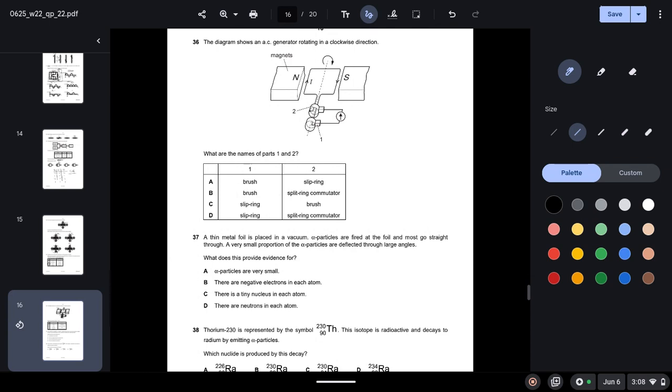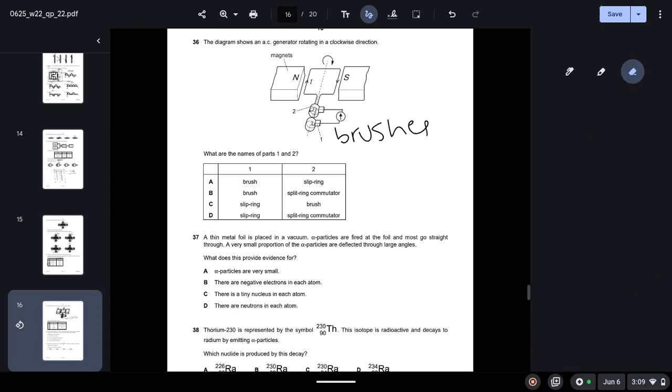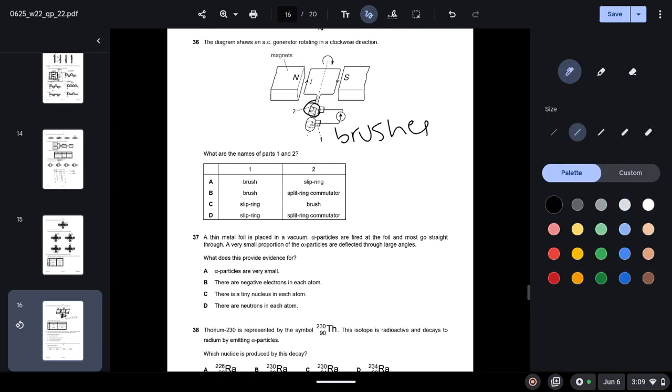The diagram shows an AC generator rotating in a clockwise direction. What are the names of parts 1 and 2? So we know that these are brushes, and this, which is labeled as 2, is your slip ring. So A is your answer. You need to be able to remember the symbols for these components.